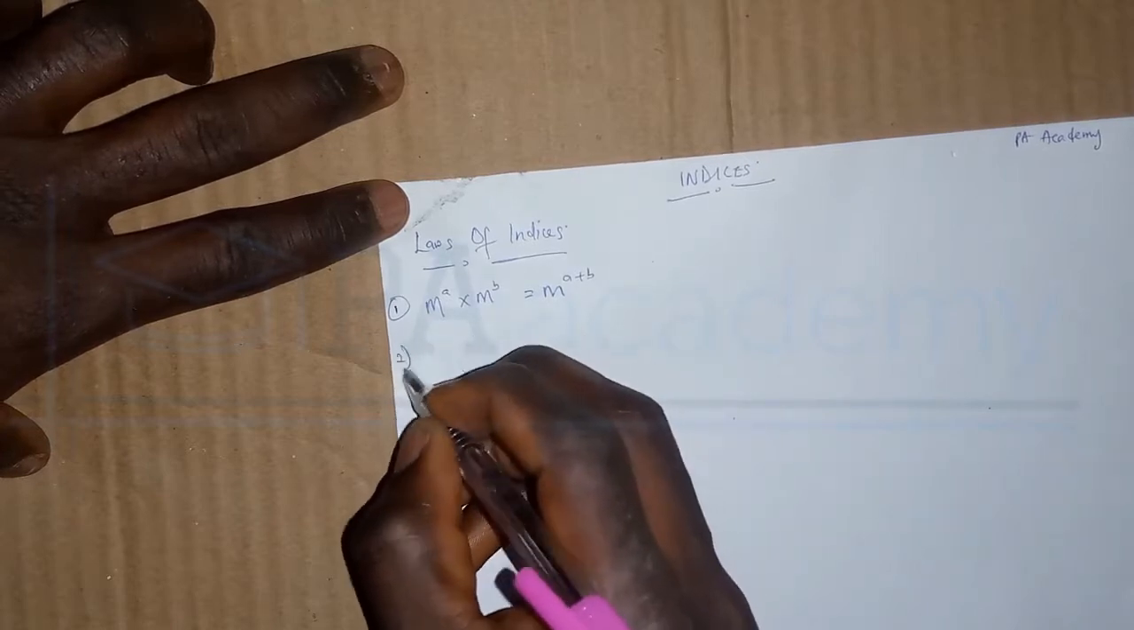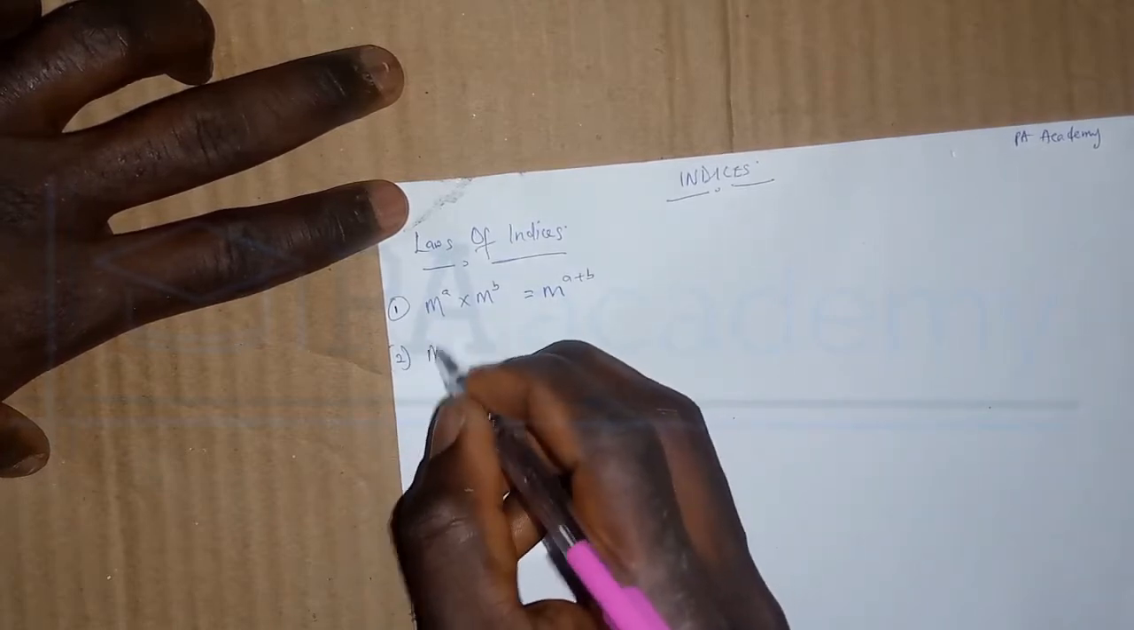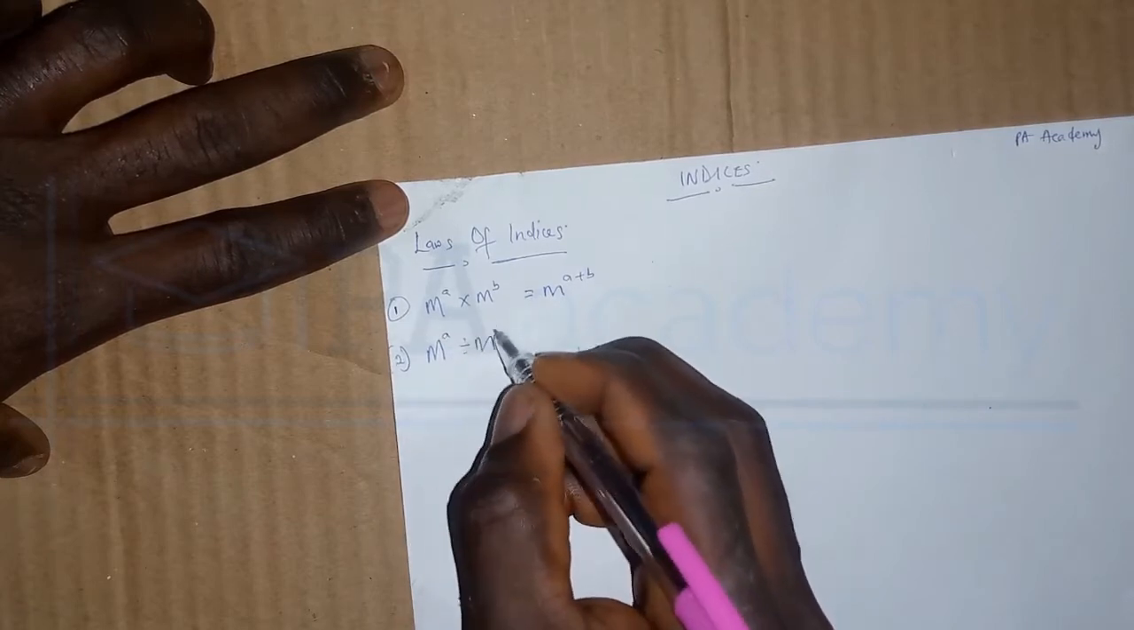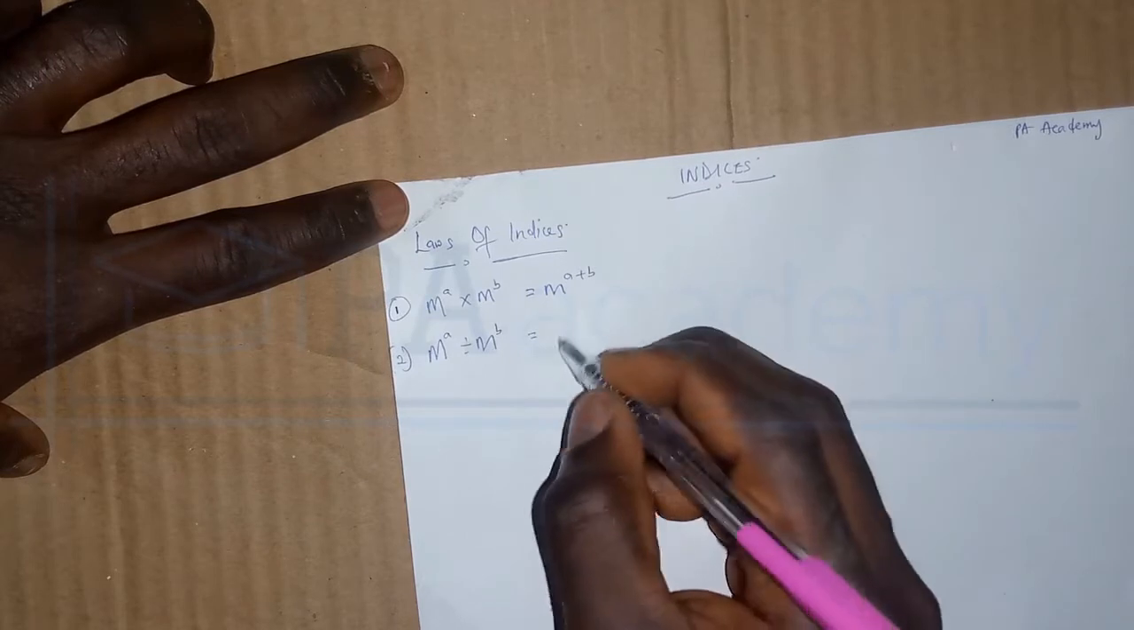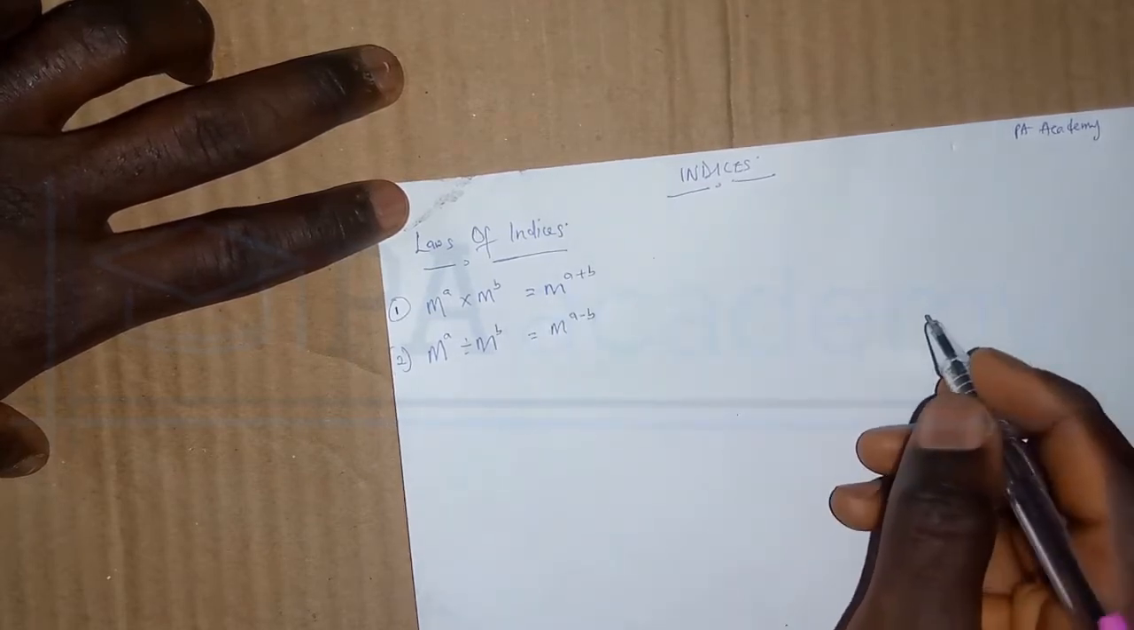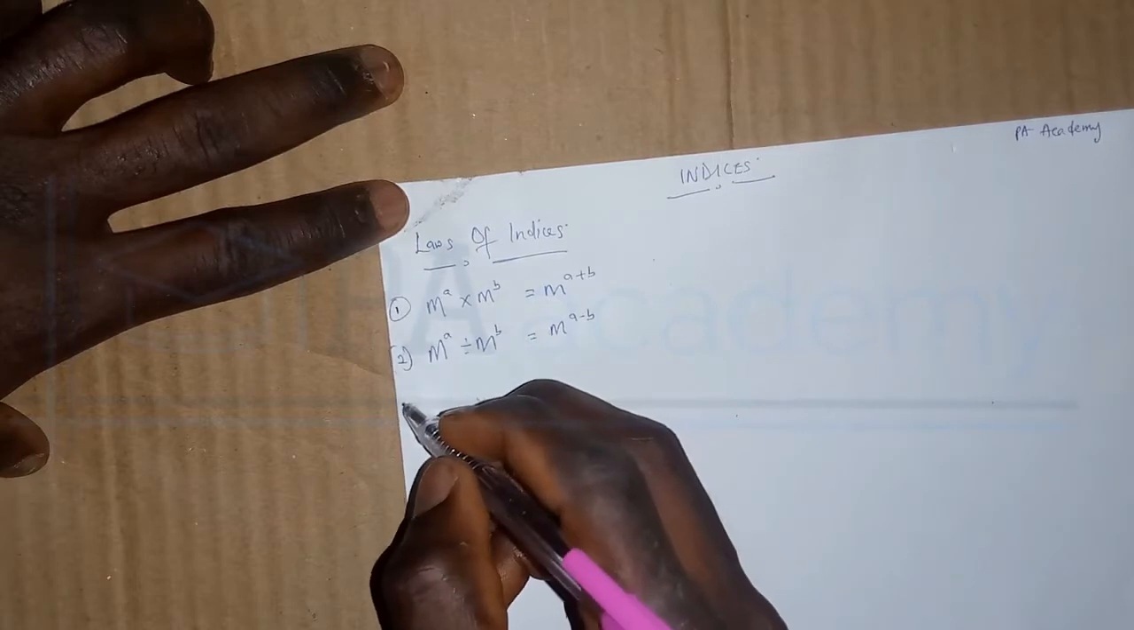So if you have something like this again, m raised to power a divided by m raised to power b, it's the same thing as having m raised to power a minus b. So that's the second law.